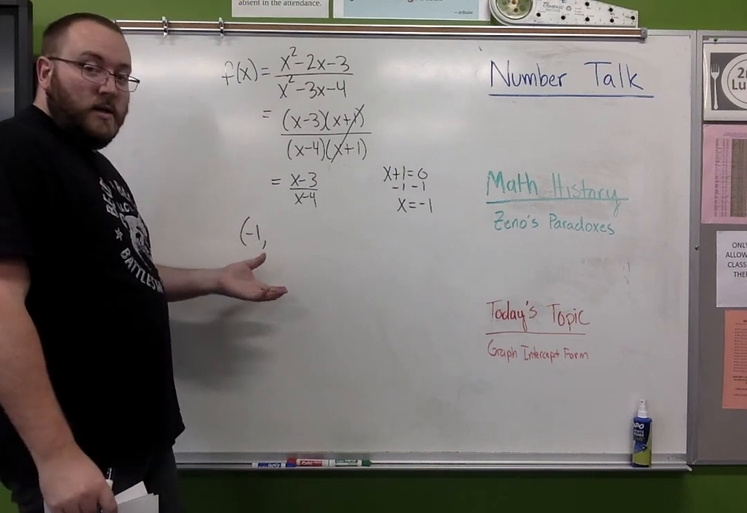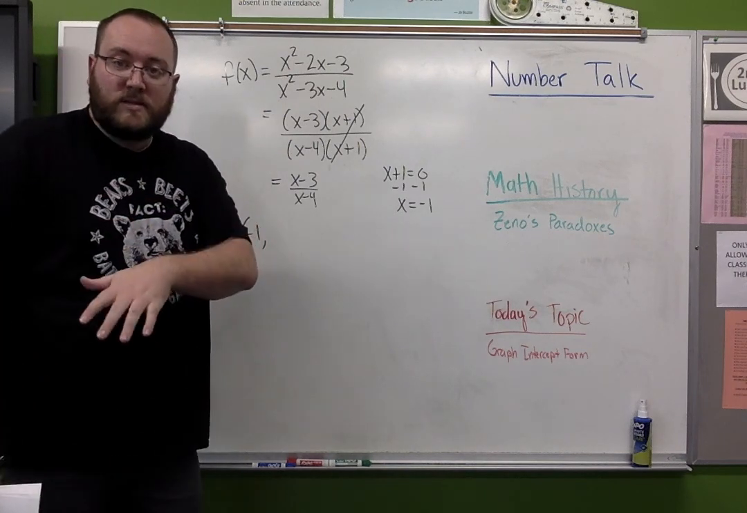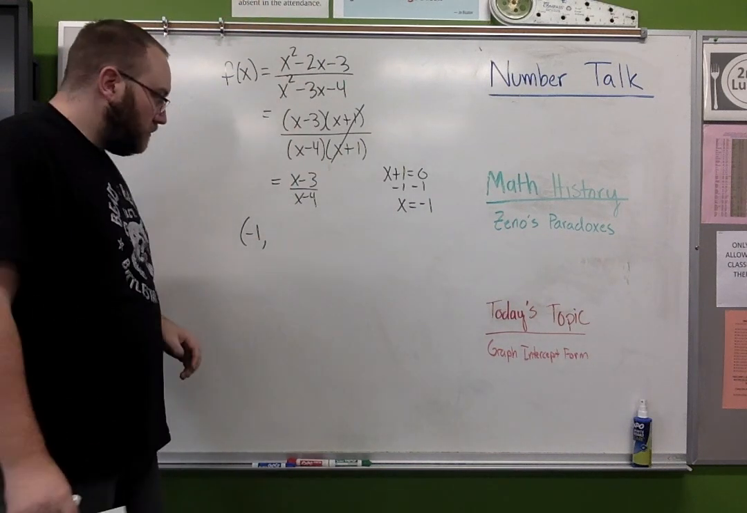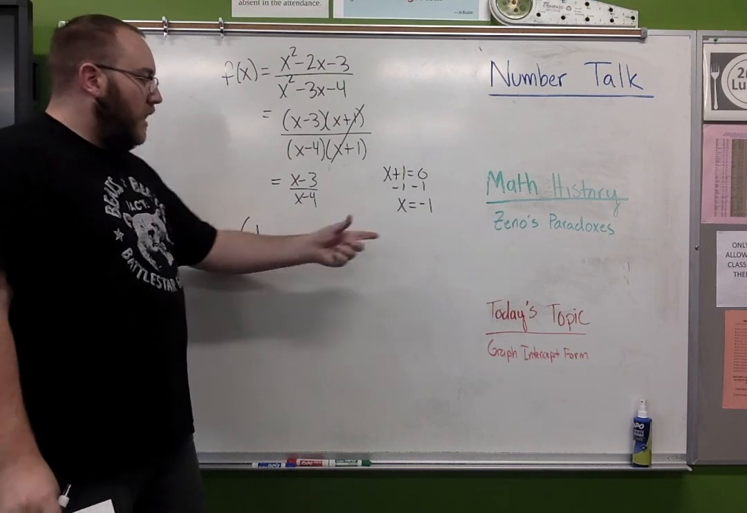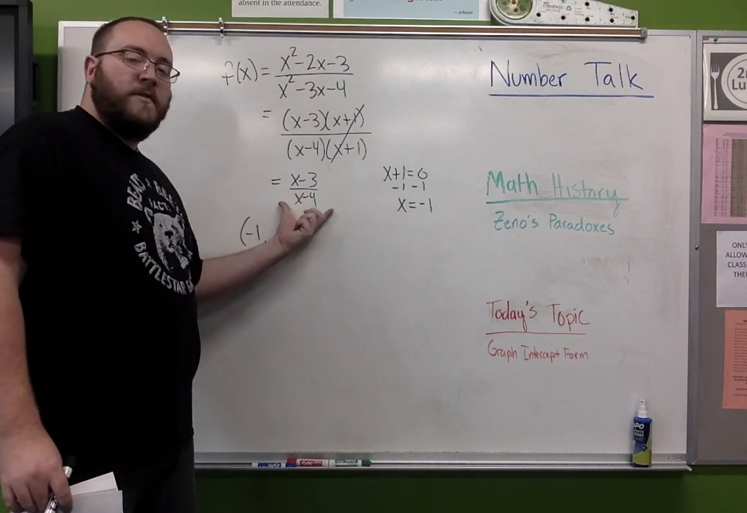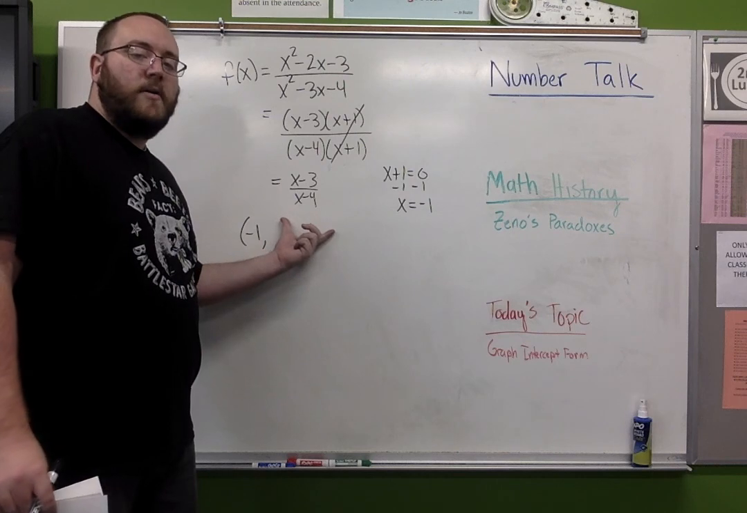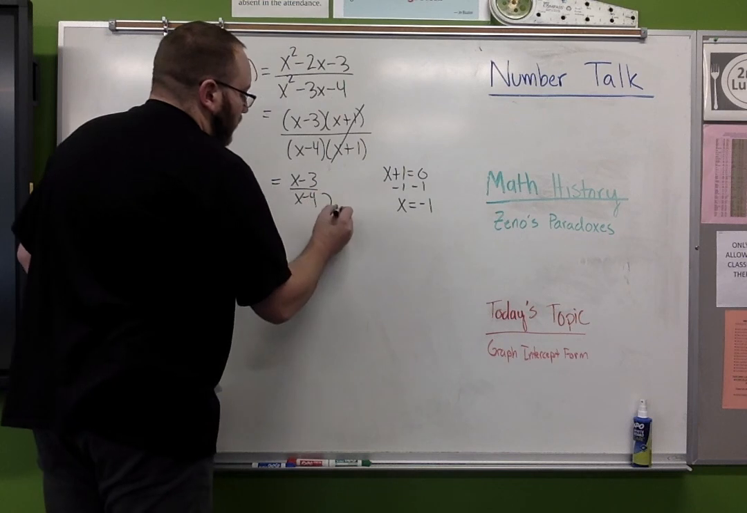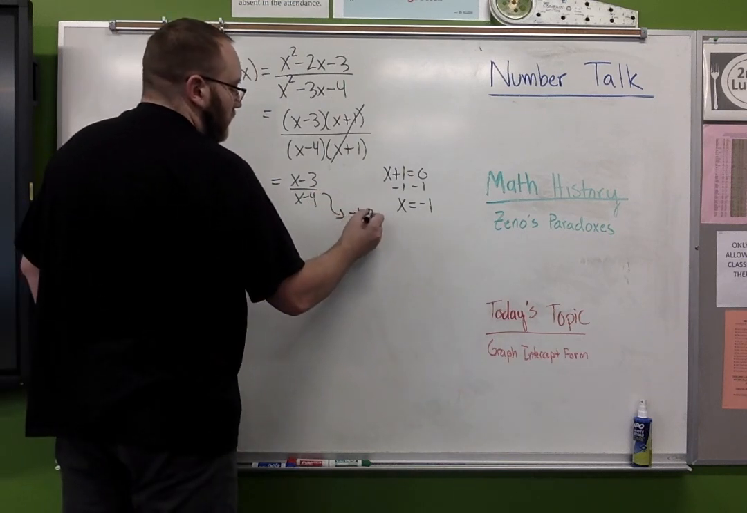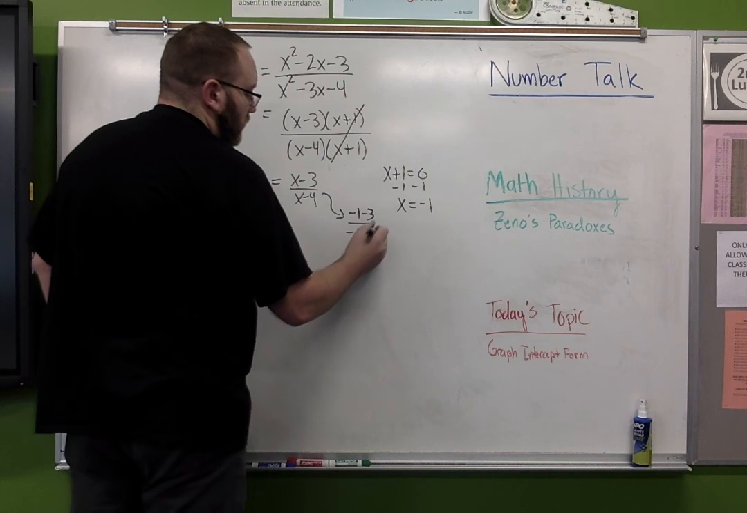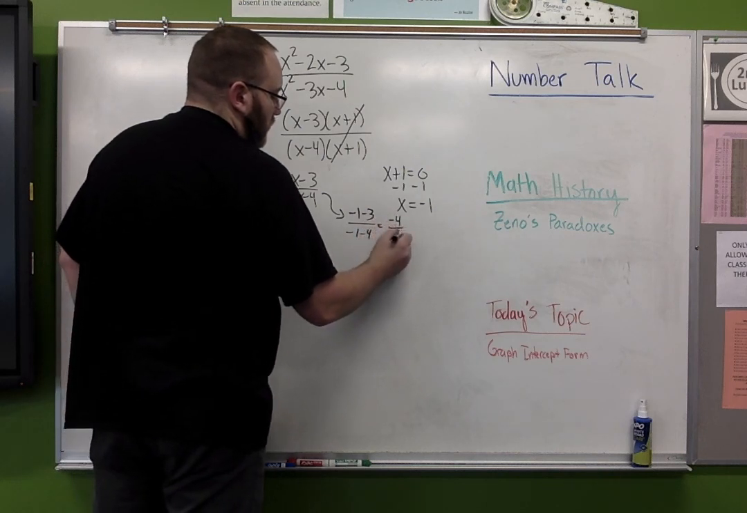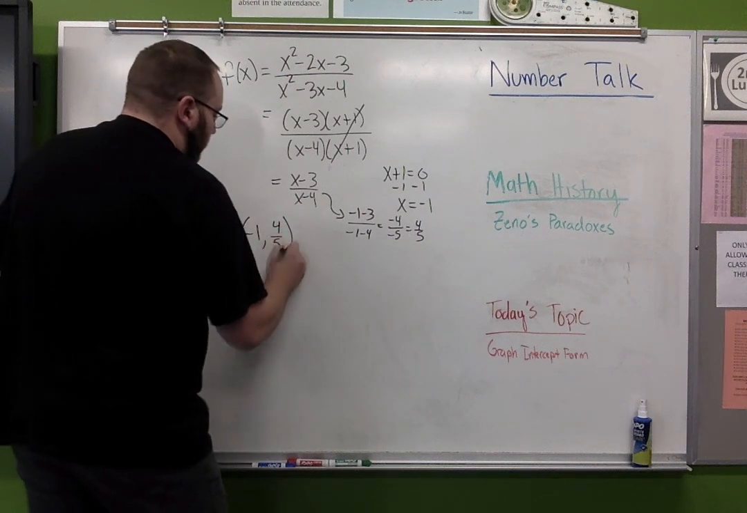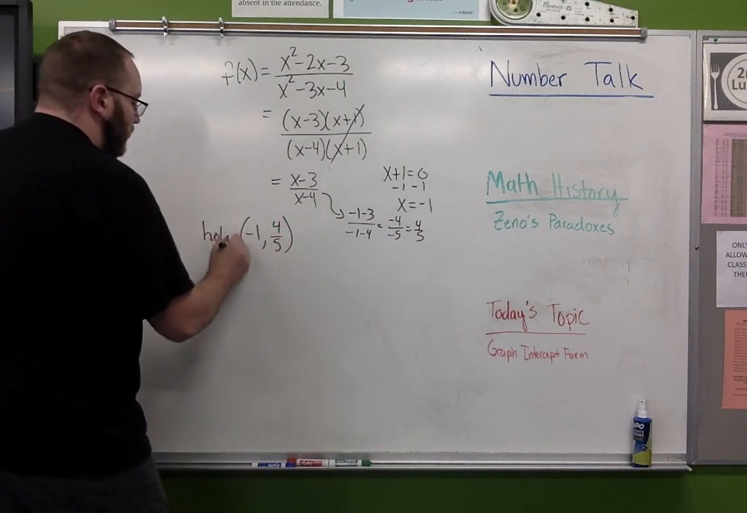Right? Remember, location is an x and a y value. That's why we did the math history with Rene Descartes. Okay, with finding the flies on the ceiling. Because we need an x and a y value. If I plug my x back into the simplified form, that will give me my y value that's on the actual graph. So I'm going to plug in -1 for x. So my y value is 4/5. This is the hole in the graph.